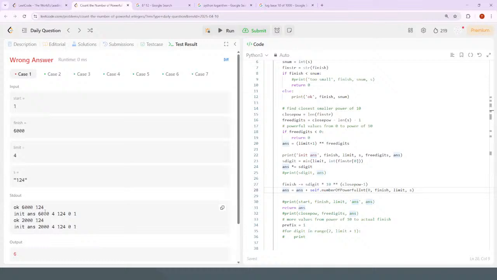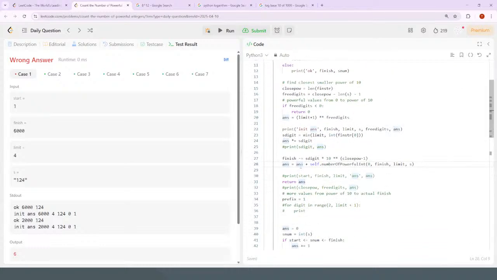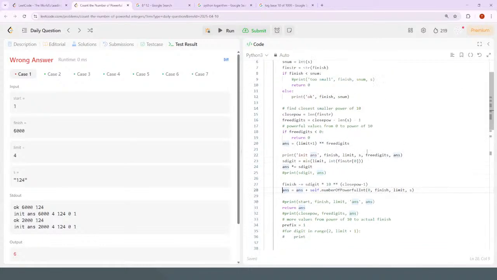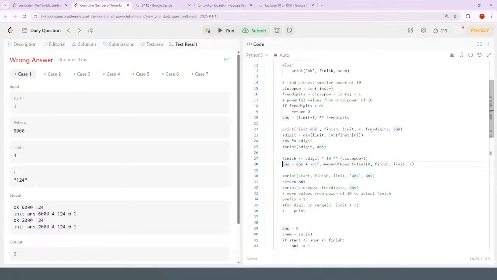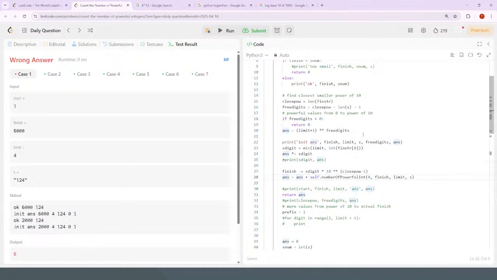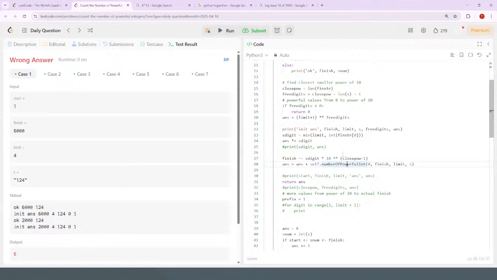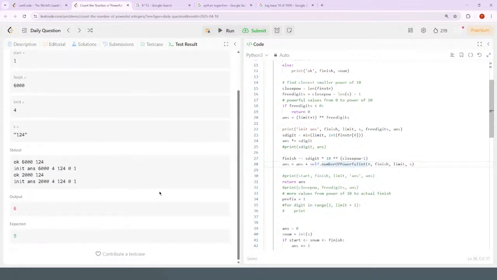So it's going from 0 to 6,000. It's probably just the edge case where the bounds are the same. So I want to say your answer should be... So it's giving you one too many.